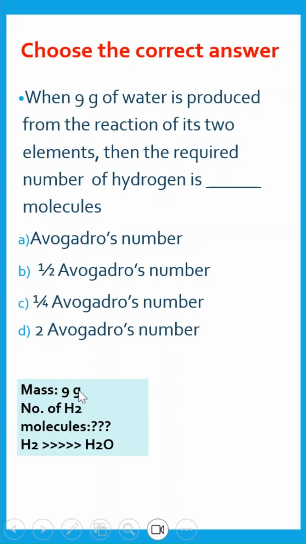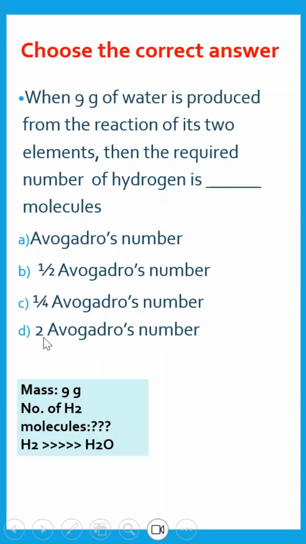The given information is the mass of water, which is 9 grams, and the required information, or unknown, is the number of hydrogen molecules. The relationship is how many hydrogen molecules are required to produce 9 grams of water. Do we have a relationship between the number and the gram? No, we have a direct relationship between the number, the Avogadro's number, and the mole.